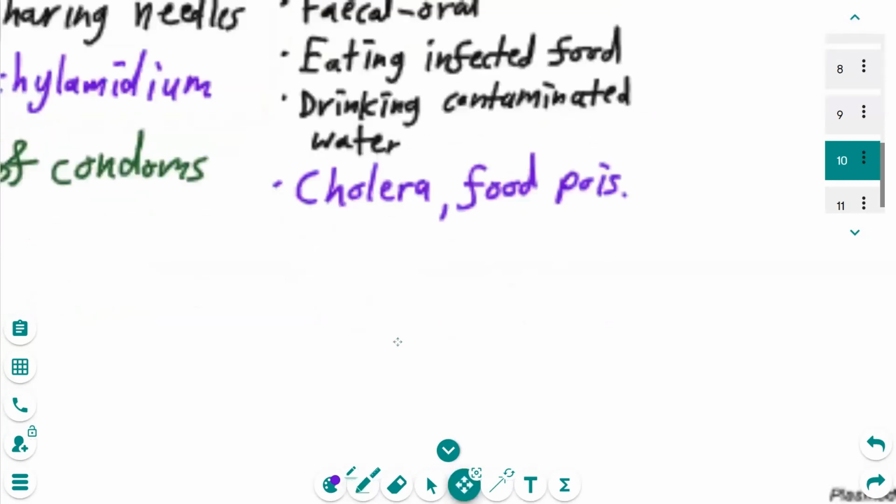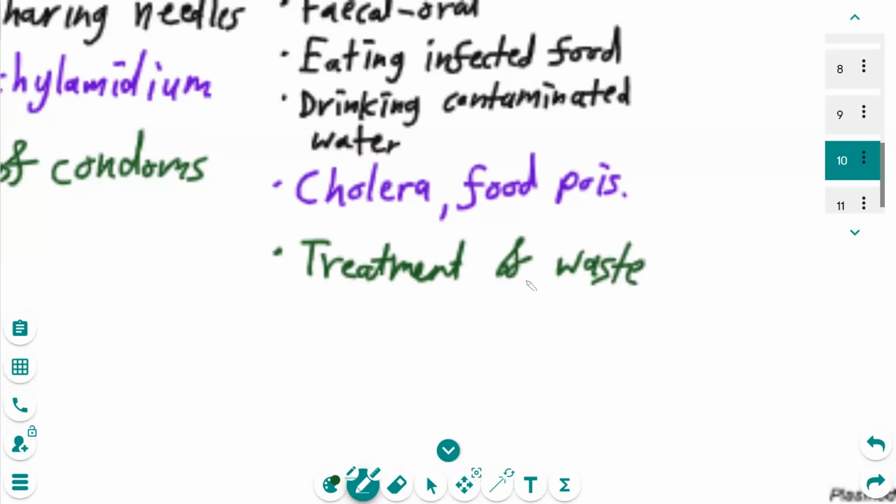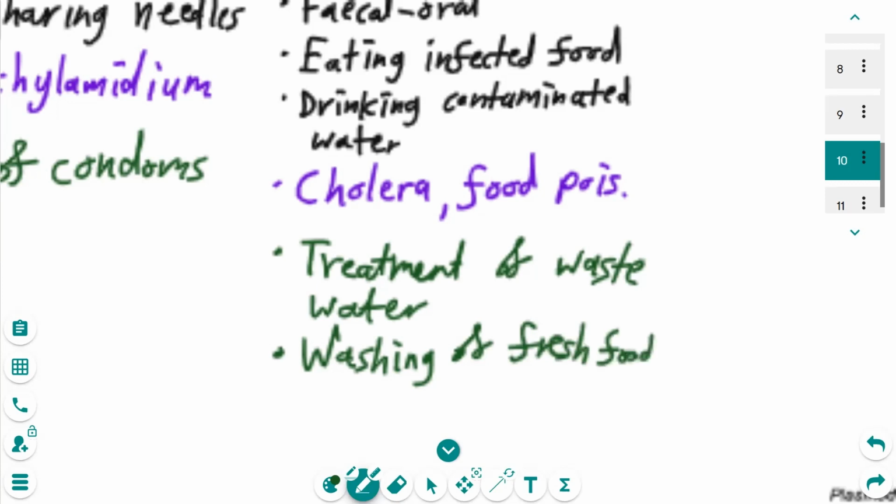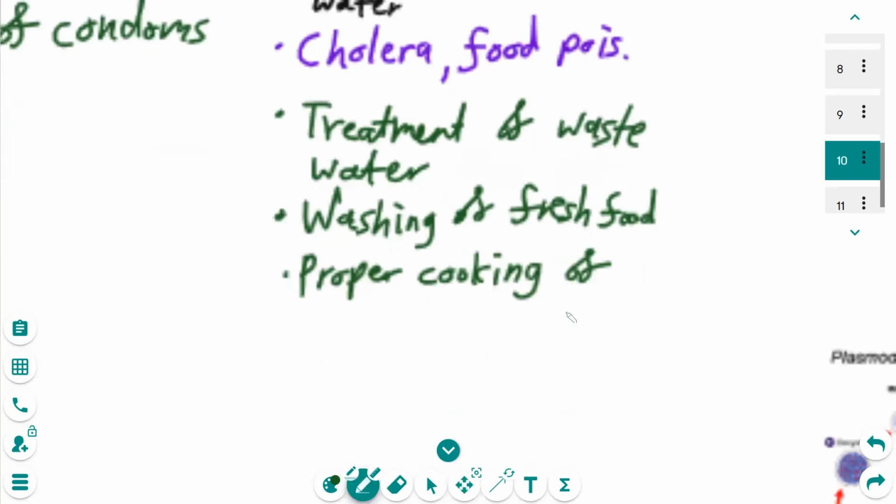So how we can prevent it is through the prevention of use of human sewage to fertilize crops, treatment of wastewater, and then here also washing of fresh food and proper cooking of food mainly.